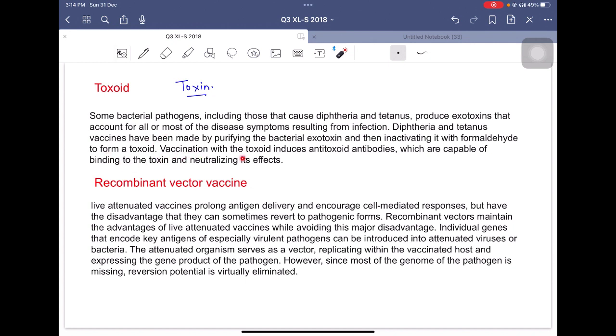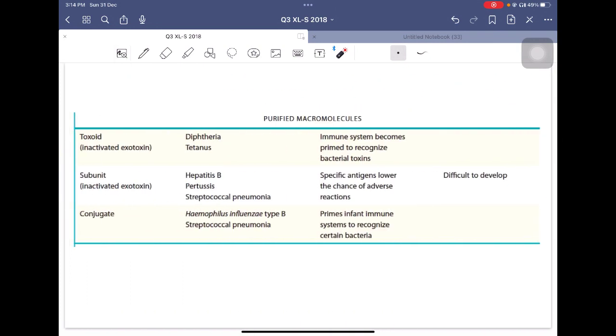Once we vaccinate with this toxoid, it induces antitoxoid antibodies. Of course, it is an antigen. Once it goes into our body, our body will produce antitoxoid antibodies, which will be capable of binding to the toxin and neutralizing it. So there will be no side effects, no disease symptoms, but it will produce immunity to this toxin. Toxoid examples are diphtheria and tetanus, and the advantage is that the immune system becomes primed to recognize these bacterial toxins.